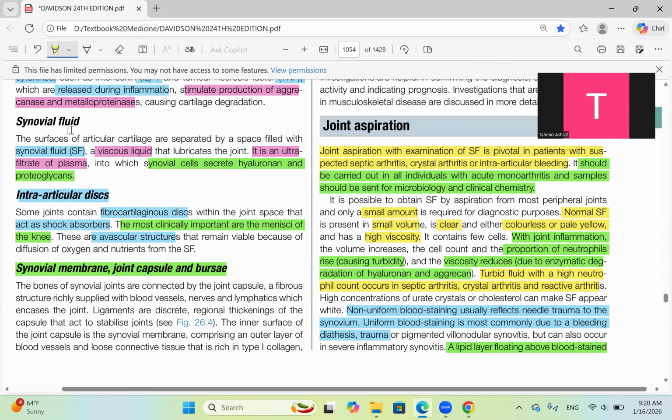Synovial fluid. Synovial fluid is a viscous fluid. Viscous means a little bit thicker than plain water. It is a viscous liquid that lubricates the joint. It is an ultrafiltrate of plasma. Important line: ultrafiltrate of plasma. Synovial fluid is an ultrafiltrate of plasma into which synovial cells secrete hyaluronan and proteoglycans. So where do those hyaluronan and proteoglycans come from? They come from the synovial cells, which are called synoviocytes.